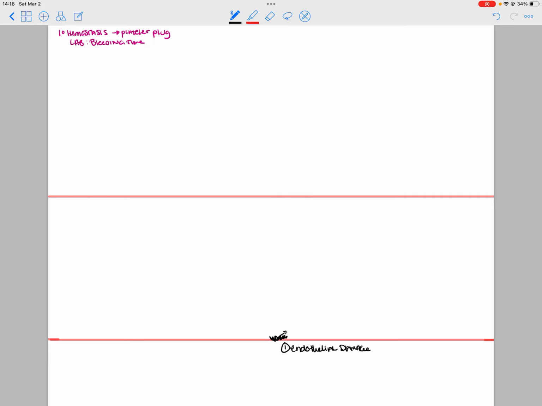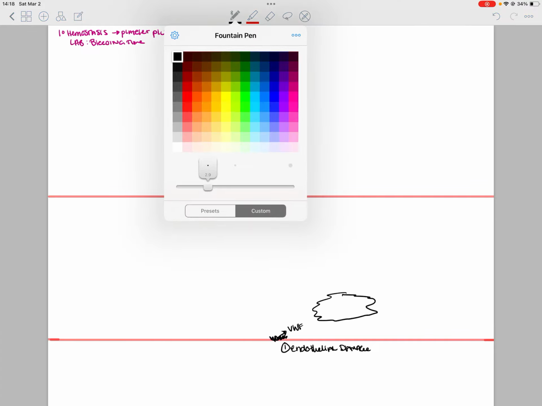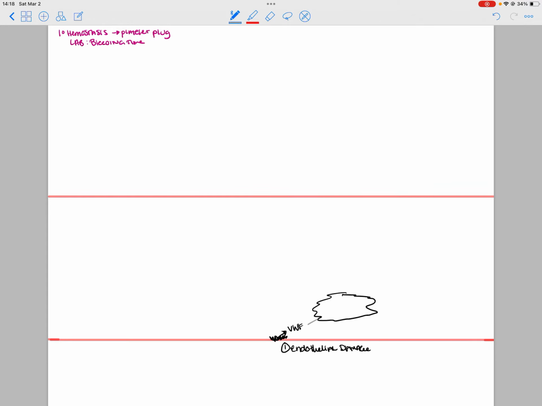And subsequent to that, VWF or von Willebrand factor will be released from that damaged endothelium, and a platelet will come along and express a receptor called GP1B. And the GP1B on the platelet will bind to the VWF. And after that, 4 things will be released: serotonin, calcium, thromboxane A2, and ADP.